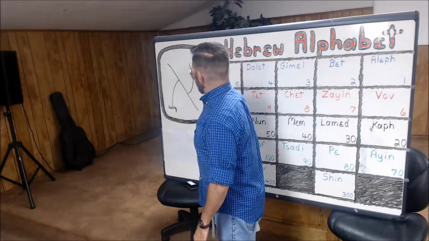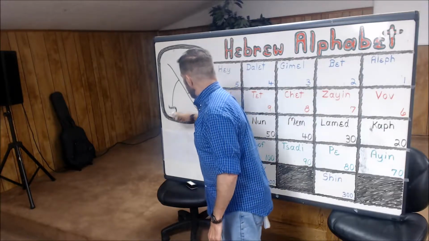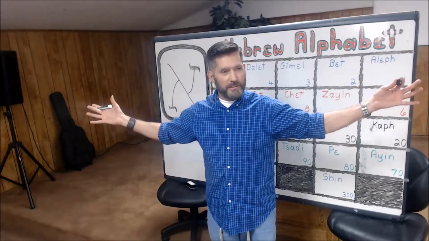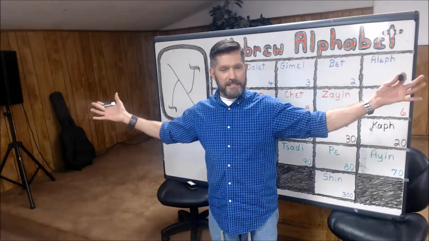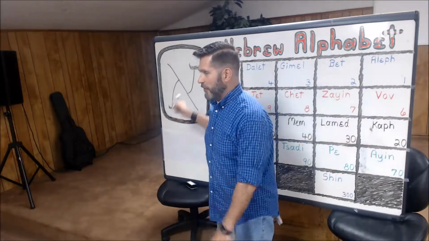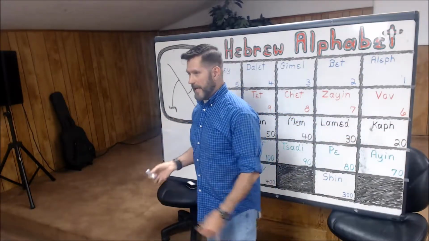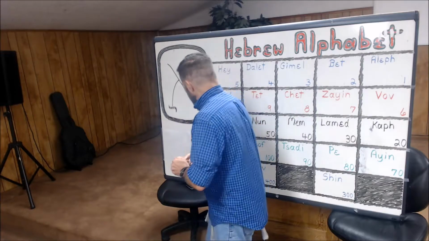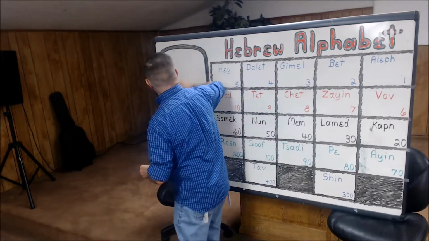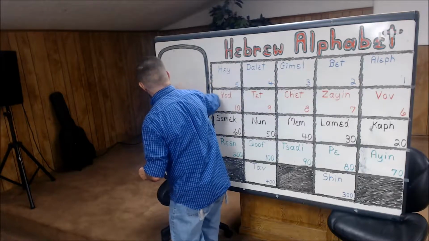So this right here means hand. This means hand. This means nail. Who was nailed by his hands? Our Messiah, Yeshua. And so the first letter declares that. There's tremendous deep meaning in the Hebrew alphabet.